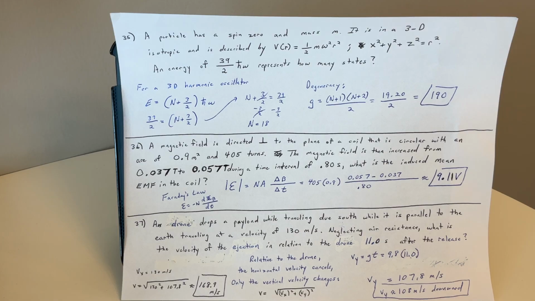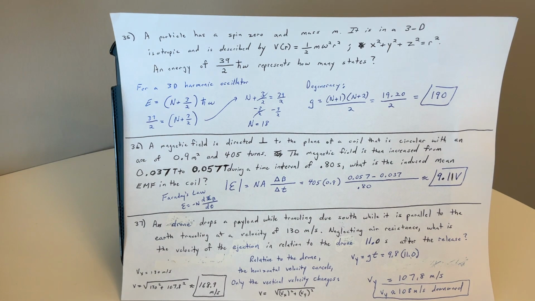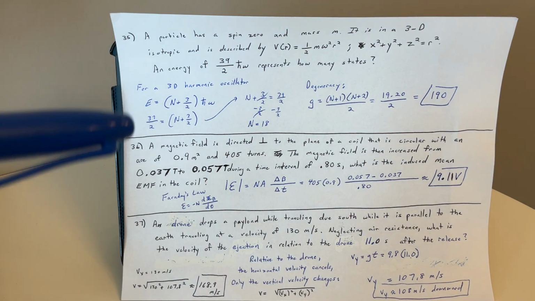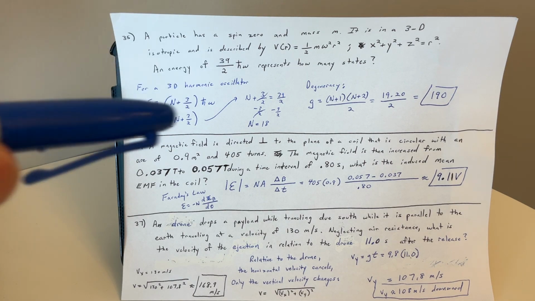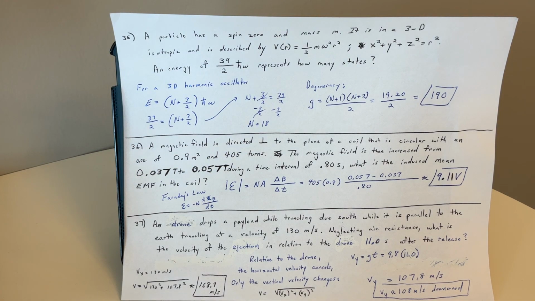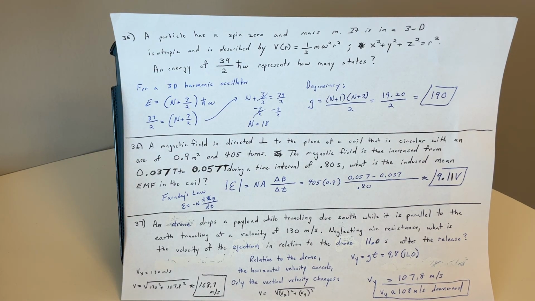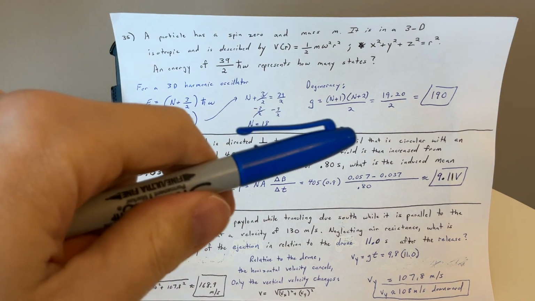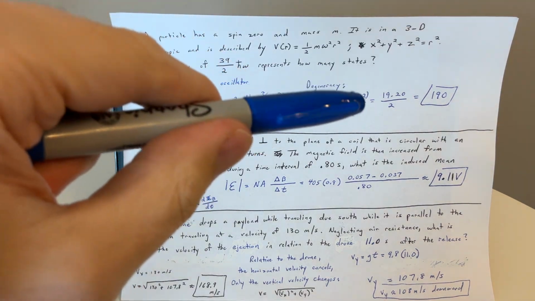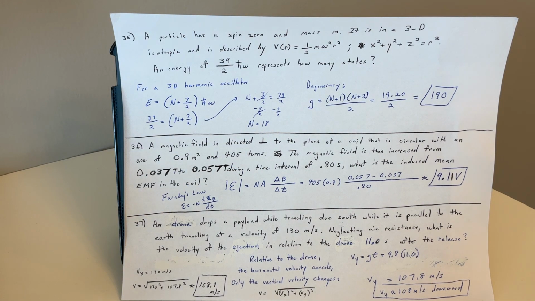Okay, so 3D harmonic oscillator. Our E is equal to quantity n plus 3/2 times h bar omega. Now, if we set 39 over 2 equal to n plus 3 over 2, we get n is 18. Now, what we want is the degeneracy here. So g equals quantity n plus 1 times the quantity n plus 2, divided by 2. We just get 19 times 20 divided by 2. We get 190 states.